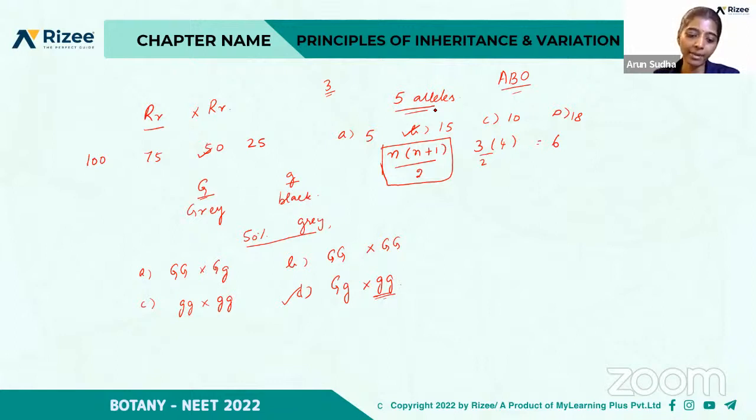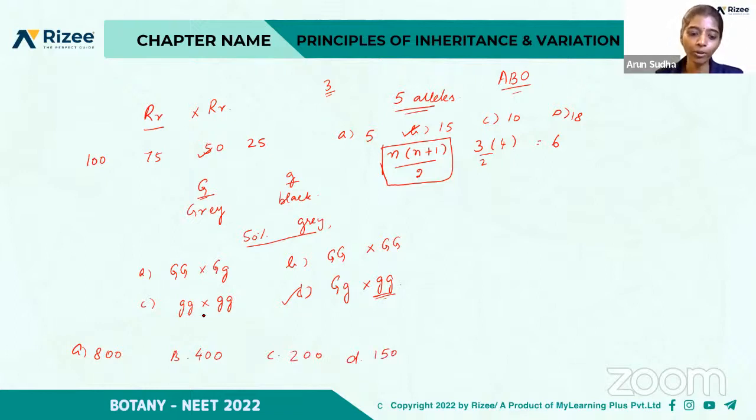Then, out of a population of 800 individuals in an F2 generation of a cross between yellow round and green wrinkle pea plants, what would be the number of yellow and wrinkle seeds? So the answers are option A, 800; option B, 400; option C, 200; option D, 150.